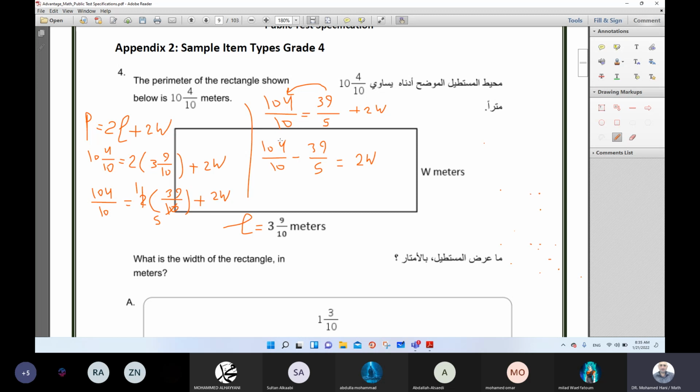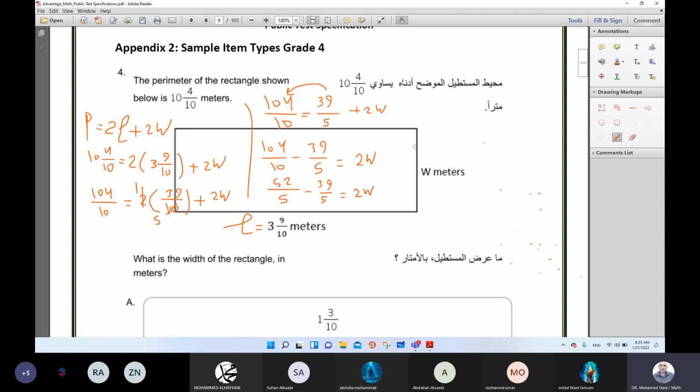We can do here simplest form, or we can multiply by 2 to get the same denominator to do subtraction. If you want to do simplest form, you can divide up by 2 and divide down by 2. 104 divided by 2 will be 52 over 5 minus 39 over 5 equal 2W.